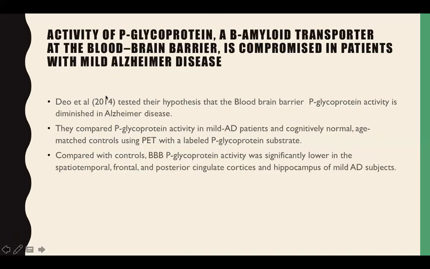There's an article looking at the P glycoprotein and the blood-brain barrier in mild Alzheimer's disease. The researchers tested their hypothesis to see the P glycoprotein activity in Alzheimer's disease, and they labeled the P glycoprotein in mild Alzheimer's disease patients and healthy patients. They found that the blood-brain barrier P glycoprotein activity was significantly lower in areas where Alzheimer's disease patients suffer.